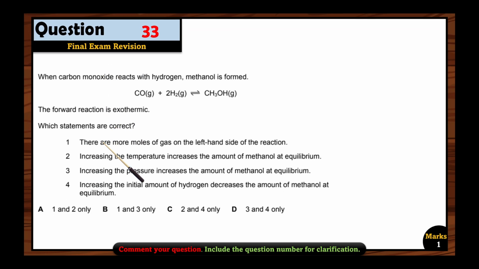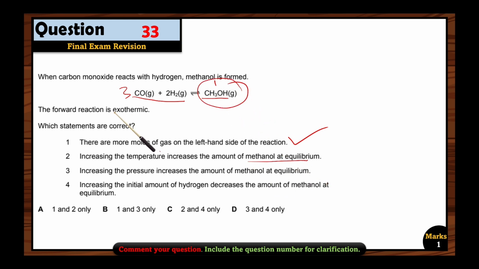When carbon monoxide reacts with hydrogen, methanol is formed. The forward reaction is exothermic. Which statements are correct? There are more moles of gas on the left hand side of the reaction. So let's see. This is the left hand side. Yes, we have 3 moles here, and here we have 1. So this is right.